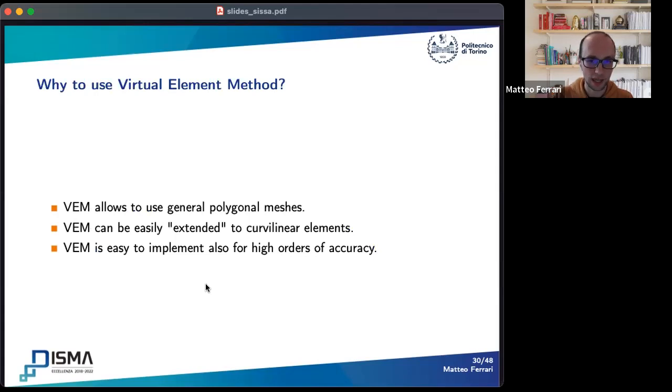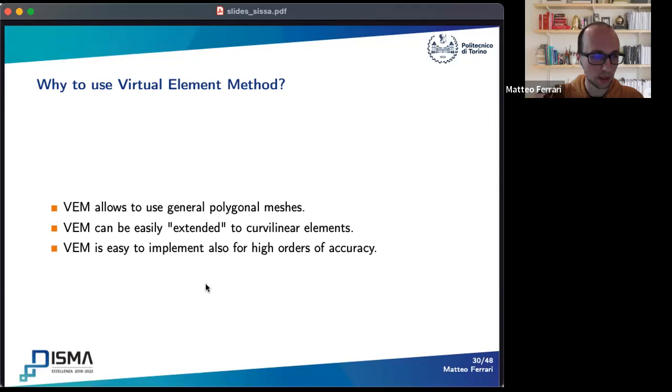Motivation: why use virtual element instead of finite element? There are many motivations, very standard ones, let's say. Among others, VEM allows for general polygons without a drastic modification with respect to triangles. VEM can be easily, from an implementation point of view, extended to curvilinear elements. And again, from an implementation point of view, also extended to high order of accuracy.